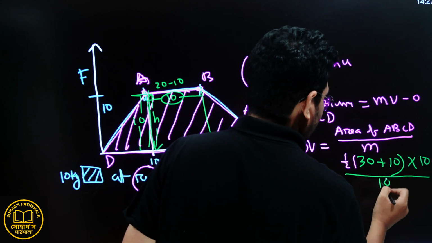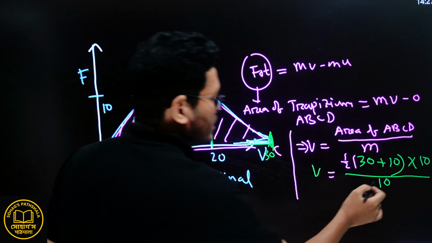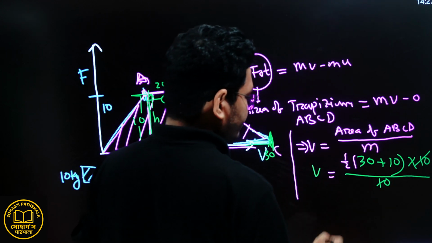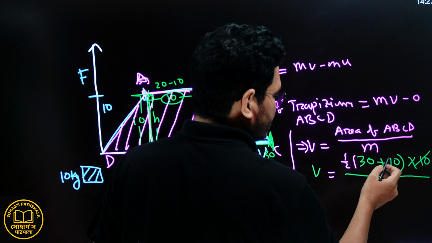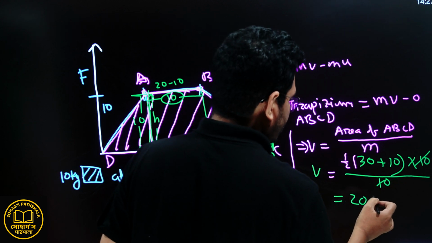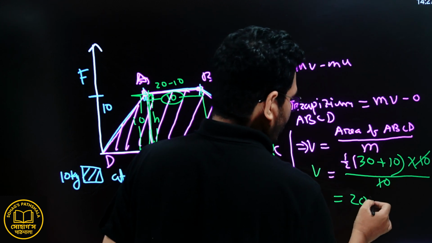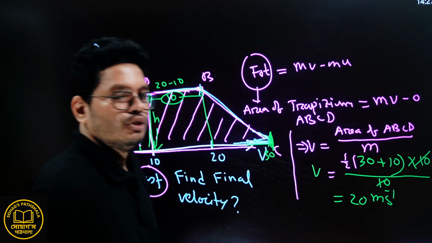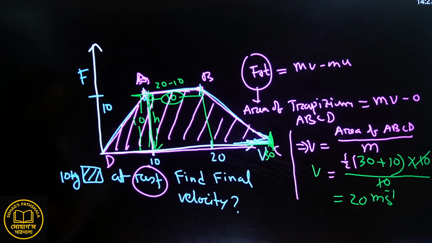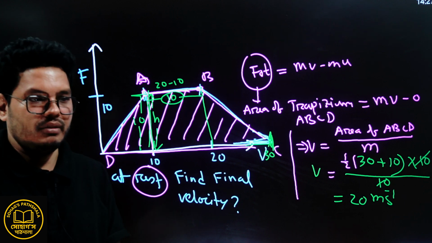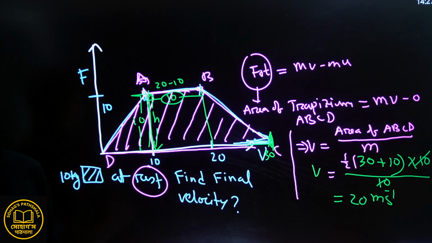m is 10 kg. So just calculate it. This 10 and this 10 cut, and 30 plus 10, so 20 meter per second. That is the velocity. So that is how we can easily find unknown parameters from this.